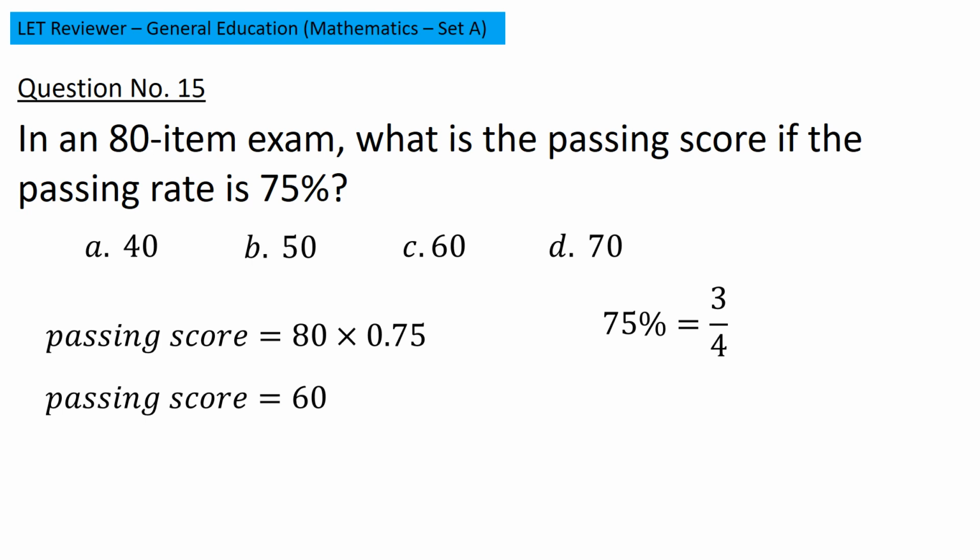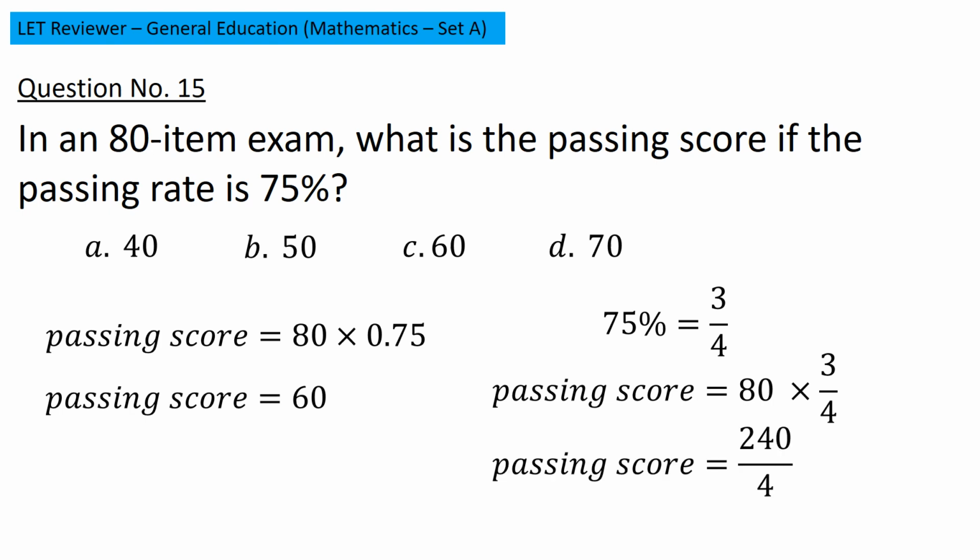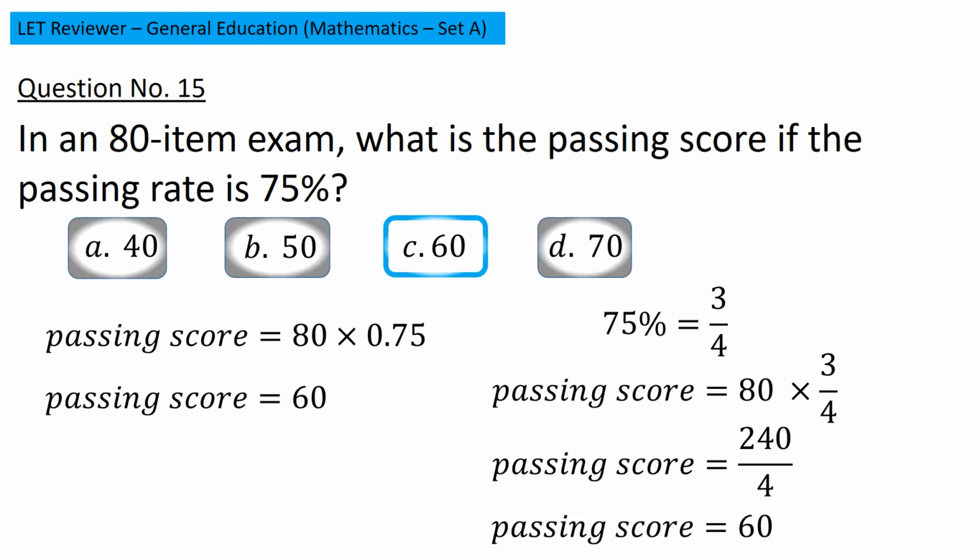But then, pwede rin natin gawin, okay, if you don't want to use multiplication ng decimal, yung 75% sa fraction is also equivalent to 3/4. Tandaan nyo po yan. Ang 75% is 3/4 or 3 over 4. So, ibig sabihin, you can multiply 80 by 3 over 4 to determine the passing score, given that the passing rate is 75%, and that will give you 80 times 3 is 240 divided by 4, and that will give you the same answer, which is 60. So, our answer is 60. That is the passing score if the passing rate is 75 out of 80 item exam.